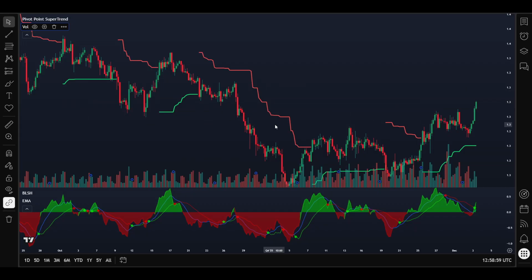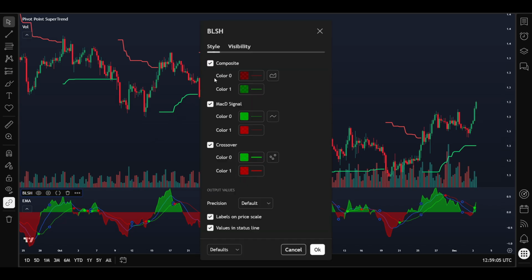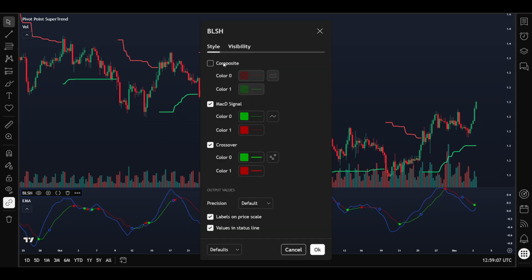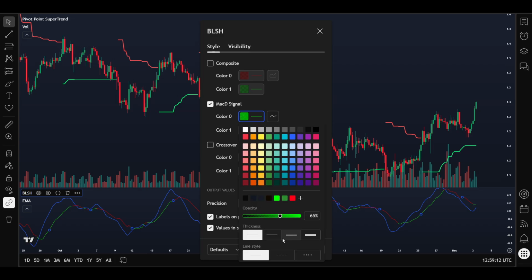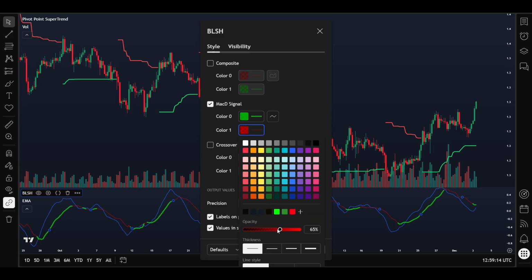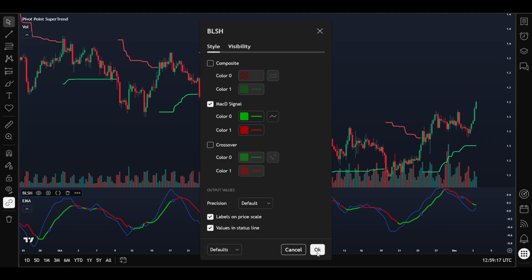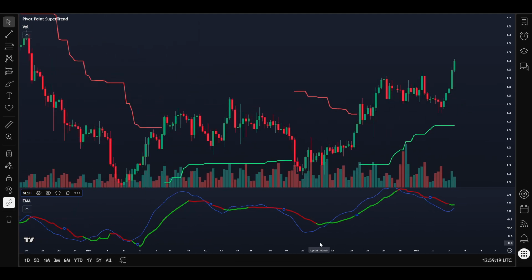Indicator settings. BLSH, Zach MCC. Open Settings, Style, uncheck the first option and the third option you don't need. Then thicken the MACD signal line for visibility and confirm. Reading Rule. BLSH plots a composite region that turns green when conditions skew bullish and red when conditions skew bearish. We only act when color and trend agree and the EMA trigger confirms.